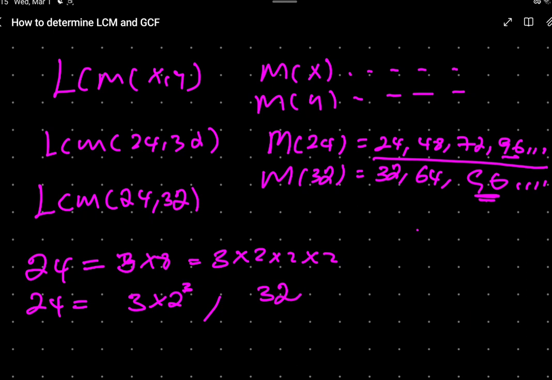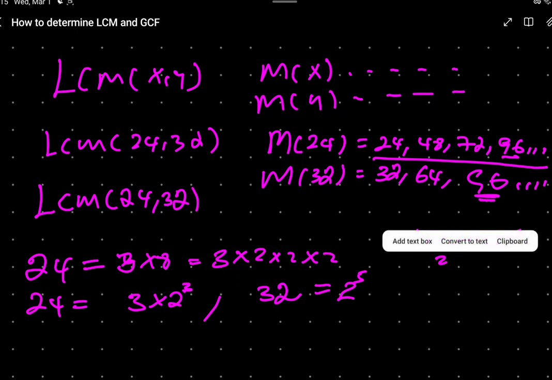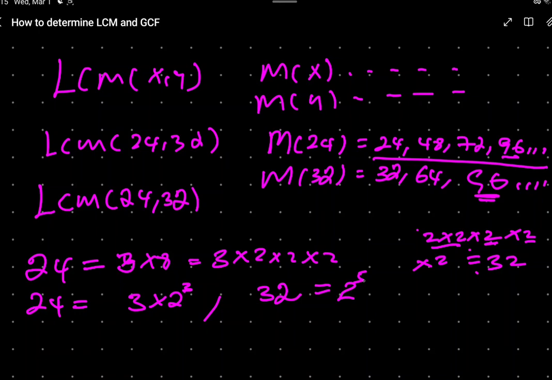Do the same for 32. What is the prime factorized form of 32? 32 is simply 2 to the power of 5, because 2 times 2 is 4, 4 times 2 is 8, 8 times 2 is 16, and 16 times 2 is 32. So 32 is 2 to the power of 5.